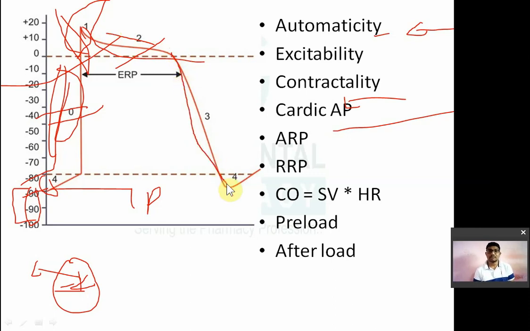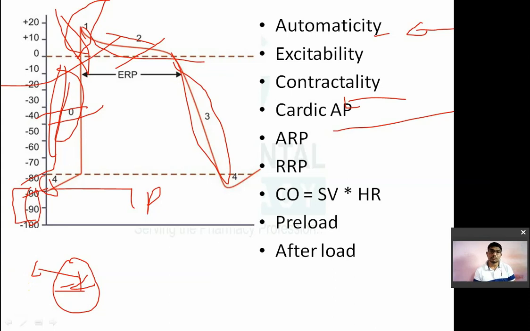The third phase is a repolarization, known as rapid repolarization. There is a removal of sodium and calcium from inside the cell, and potassium will go inside the cell. Sodium will come out from the cell, calcium will come out from the cell, and sodium will enter the cell, and it will maintain the resting membrane potential again.